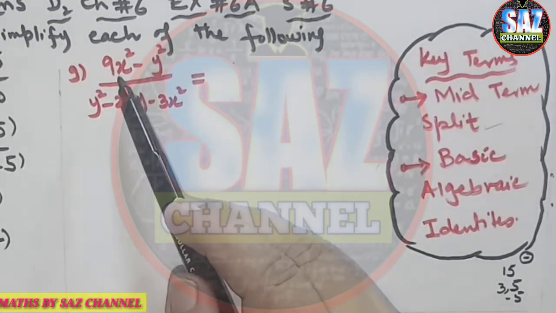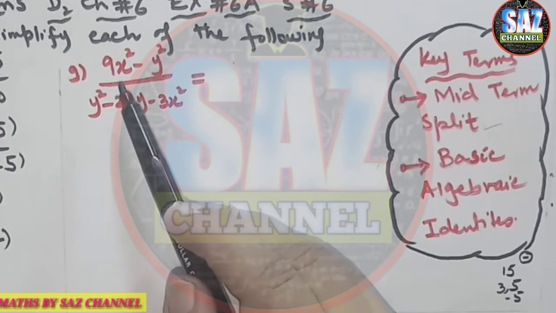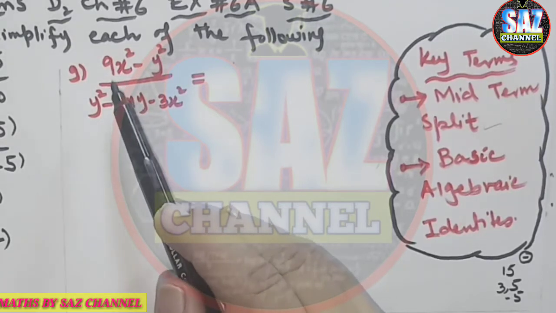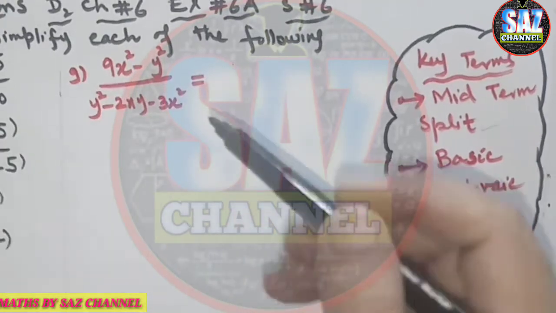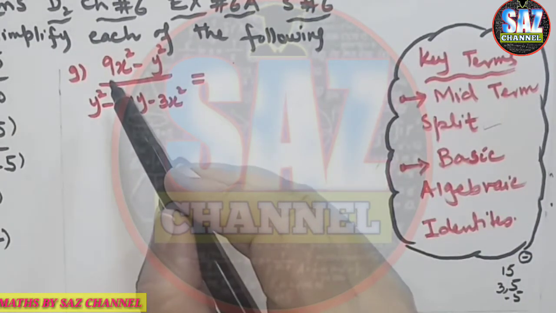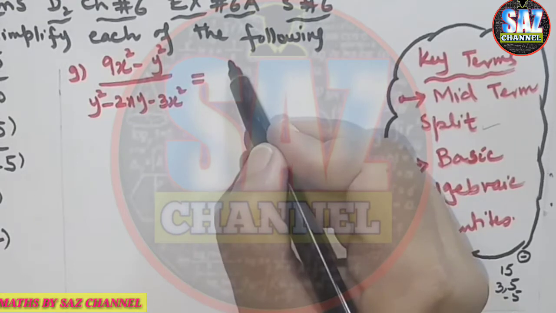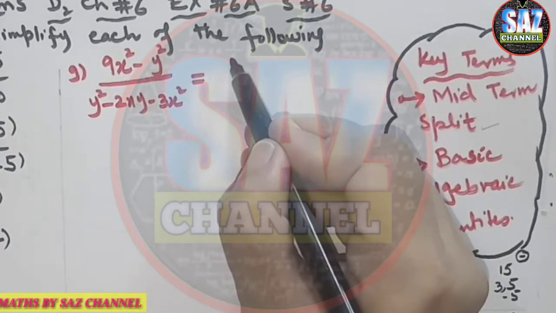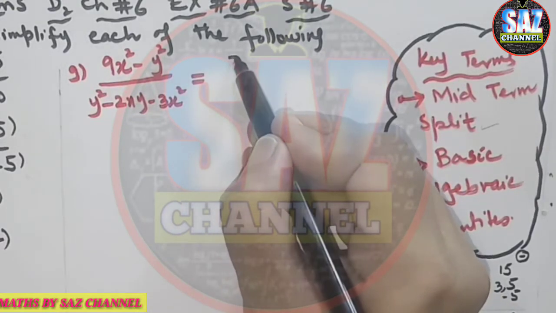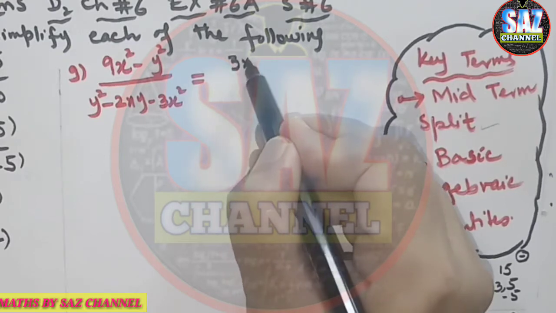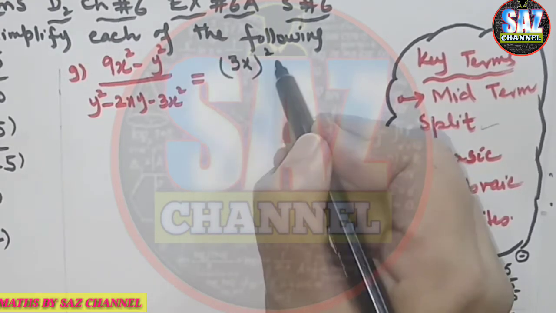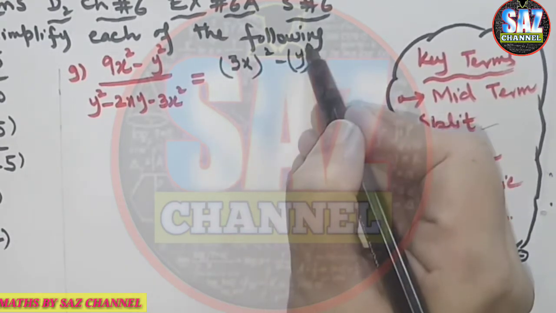If we look at the numerator, it is the application of the difference between two squares. So first of all, I have to express this numerator in the form of the identity. I have to think about the number whose square is 9. It will be written in the form a² − b², so it will become (3x)² − y².